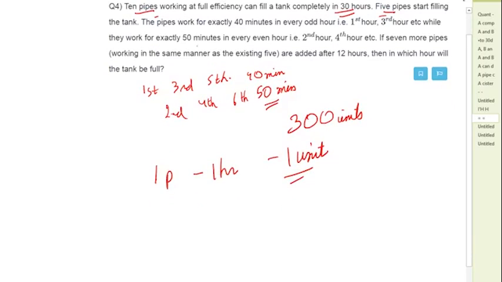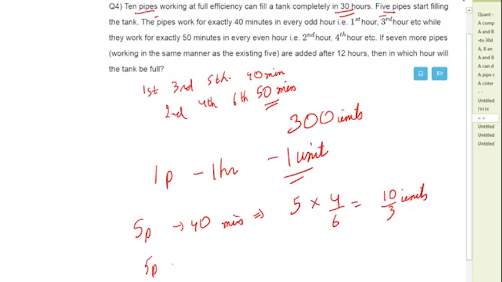Now, 5 pipes are filling for 40 minutes. How much will they fill? 5 units into 4 by 6, because they're open for 40 out of 60 minutes, or they'll do 10 by 3 units. And then in the next hour, they will do it for 50 minutes. So 5 pipes into 5 by 6, or 25 by 6 units.